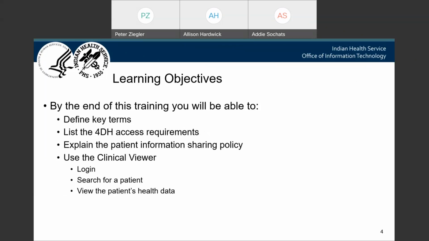The learning objectives. By the end of this training, the viewer should be able to define key terms, list the 4DH access requirements, explain the patient information sharing policy, and of course use the clinical viewer, and that will include logging in, searching for a patient, and then viewing the various aspects of patient health data that's available on the 4DH clinical viewer.